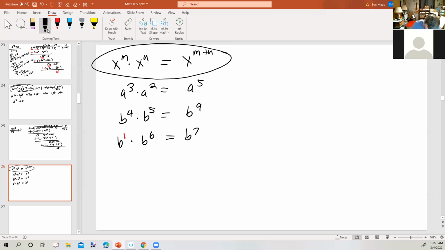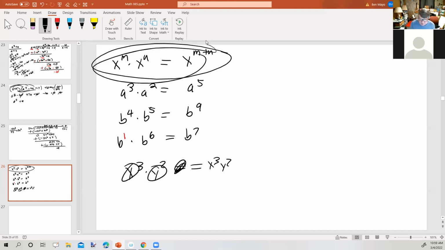Be careful though. Let's say I've got x cubed times y squared. That is not xy to the 5th or x to the 5th y or whatever. It's just x cubed y squared because the bases aren't the same. So this rule doesn't apply to that situation.